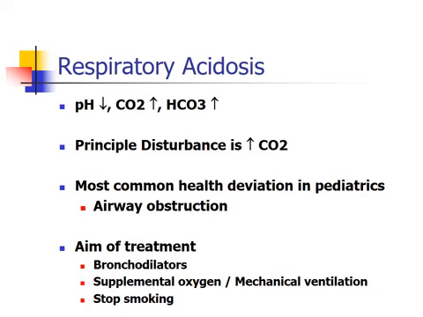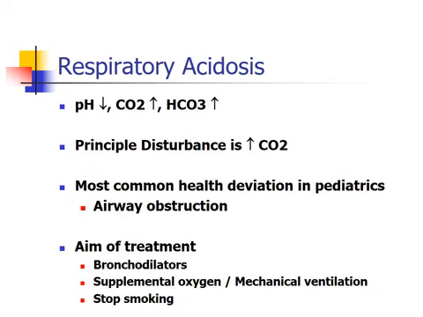So again, you would be looking at what is the principal disturbance, and then how can we work to correct that. Okay, when we're talking about the different types of acid-base disturbances, what I would like you to know is how they relate to the different medical diagnoses. So again, if you had asthma or respiratory distress syndrome, they can have respiratory acidosis.